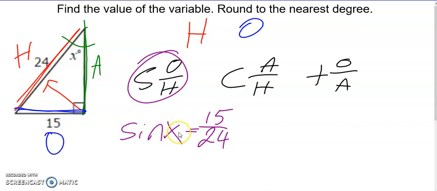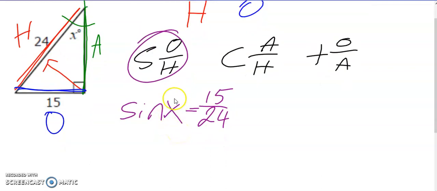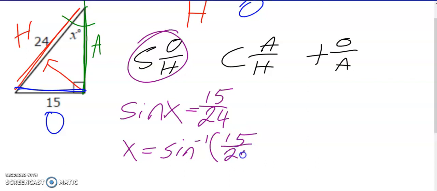To break the x up, we're going to take the inverse sine, or the arc sine, of both sides. So we're going to say the inverse of sine of 15 over 24. And that'll give me my angle, my degree. So that's what we're going to plug into our calculator right here, and you'll see it called up.